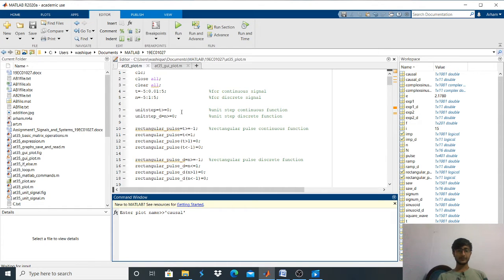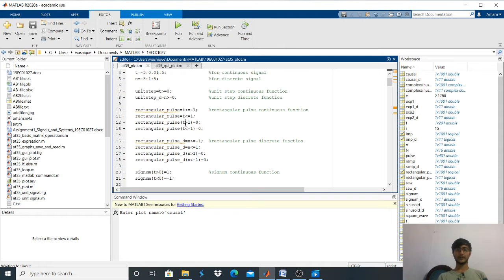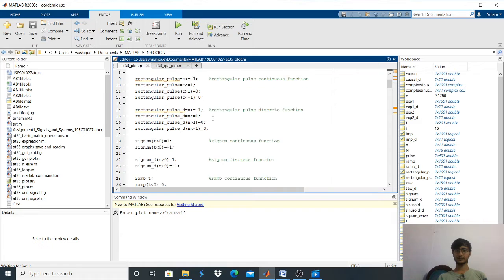So the question asked to create a unit step function. This is a unit step function: for t greater than 0 it is 1, and for all the rest of the values it is 0. Now we have created a rectangular pulse signal, that is, from -1 to 1 we have a certain value, and for all the rest of the values it is 0.